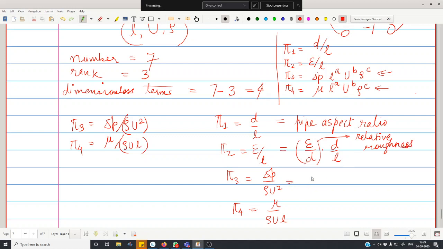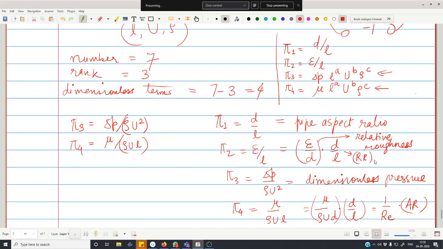Delta p by rho u square is like the dimensionless pressure. And mu upon rho u L can actually be written as mu upon rho u d multiplied by d by L. And mu upon rho u d is like the 1 upon Reynolds number. We will come into the definition of Reynolds number later. So pi 4 is like 1 upon Reynolds number times the aspect ratio. Pi 2 is like the relative roughness multiplied by the aspect ratio.